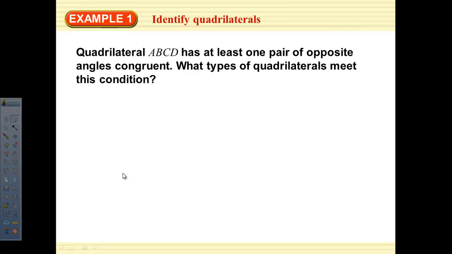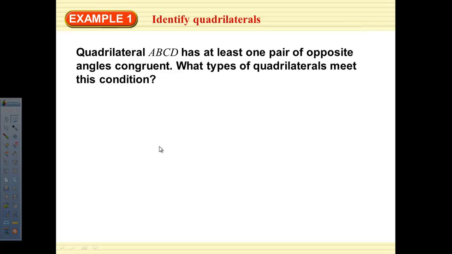We're finishing up the last chapter, and we're going to do this all in one video. We're going to look at identifying quadrilaterals. This is just a way to sum up everything that you've learned in this chapter, and you can use that graphic organizer I gave you.